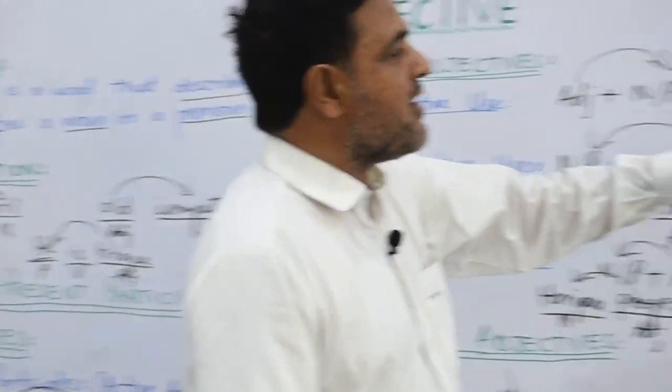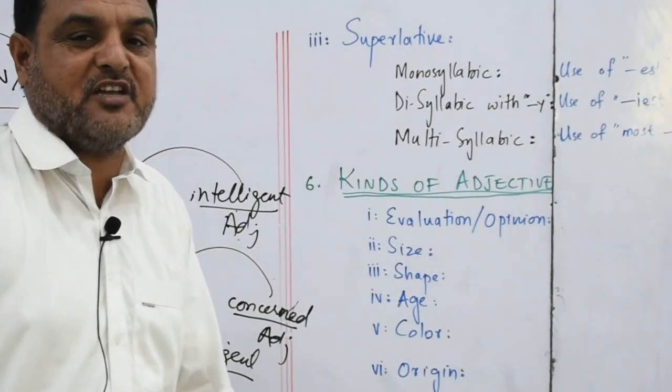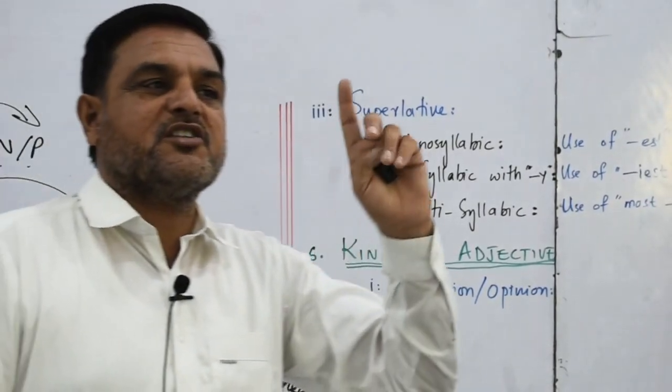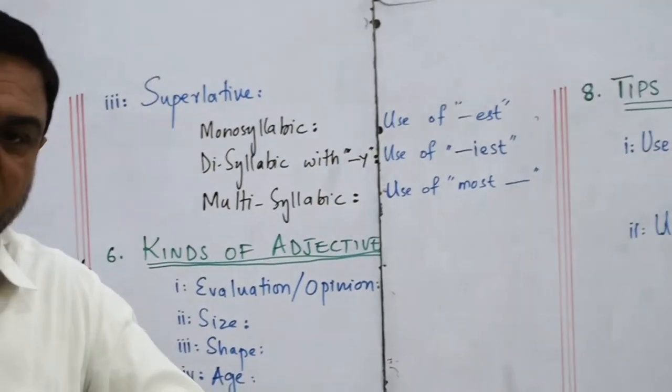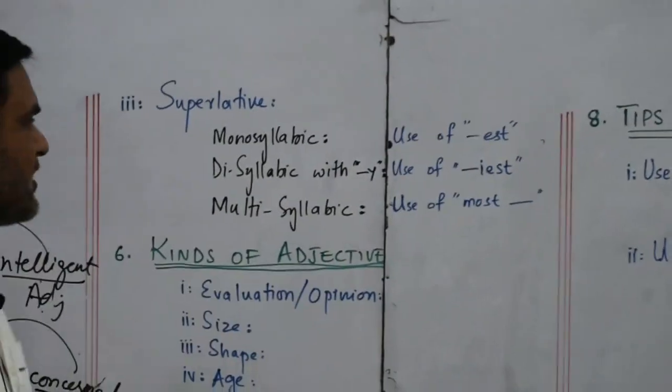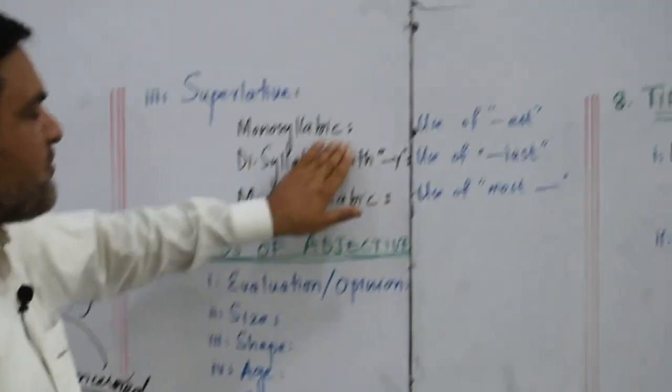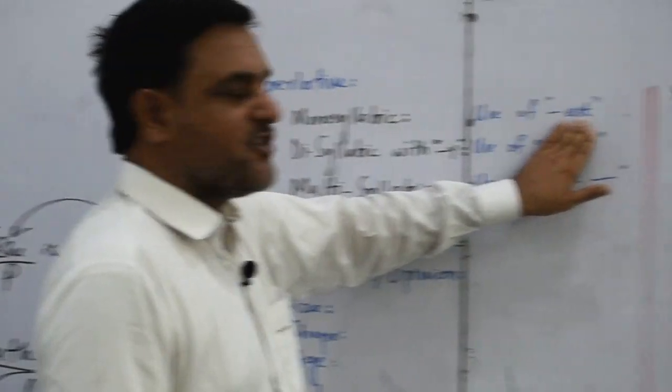So, coming towards the last degree, the superlative degree, when you consider someone having a quality greater than all the others. This is what is called the superlative degree. In case of monosyllabic, there is a use of EST.